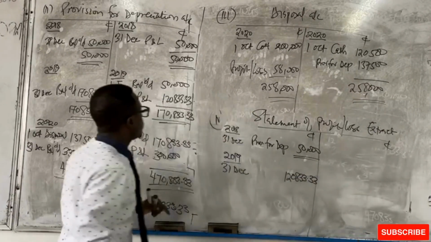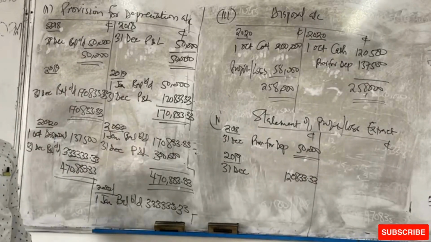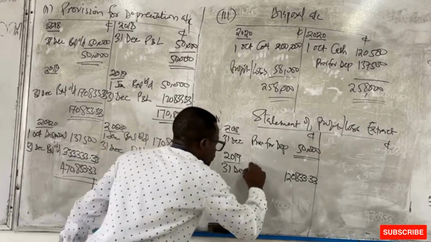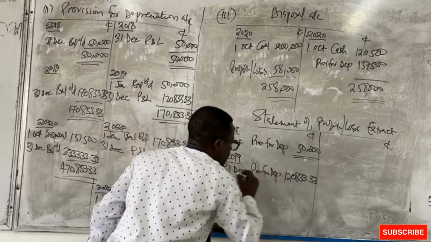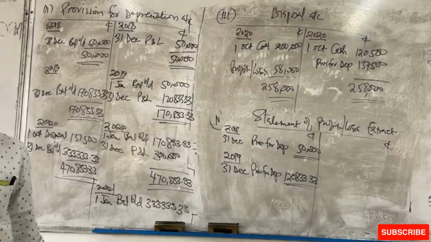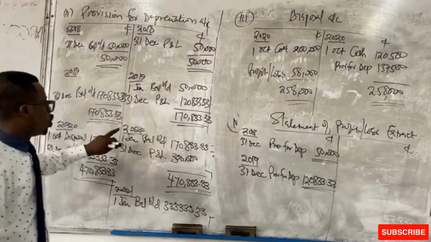10,833.33. Are you good? Now, where is this figure coming from? Which account? Provision for what? Depreciation. You double underline. It's for only that year. Which transaction is next? 2020, right?